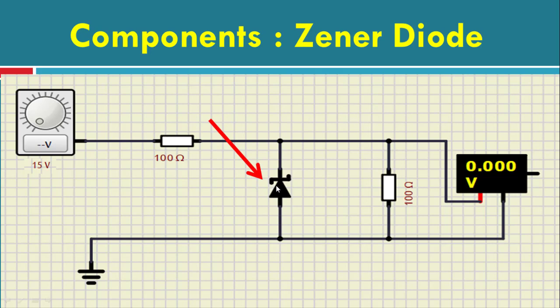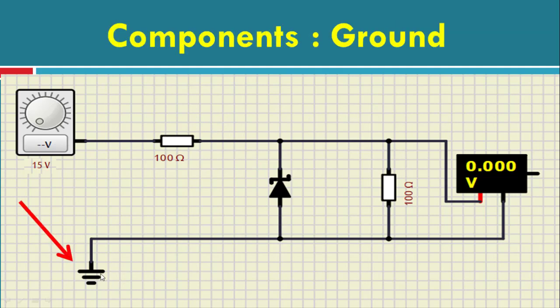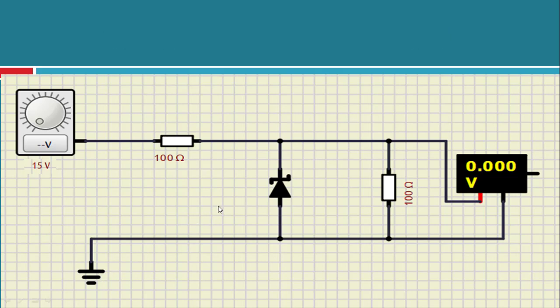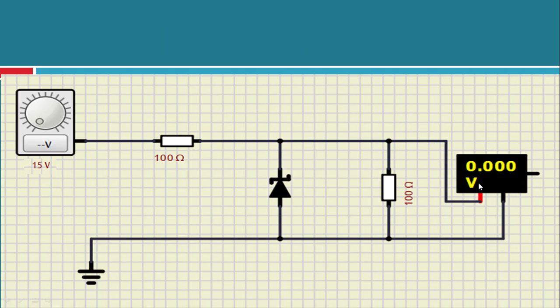Then we have the Zener diode. This is the symbol of the Zener diode, and it is connected in reverse bias mode. As we can see, the N part is connected to the power supply through the resistor, and the P part is connected to the ground. Then we have the ground connection to complete the circuit. And we have the voltmeter, which measures the output voltage, which, of course, we want to be constant, so we connect a voltmeter here.